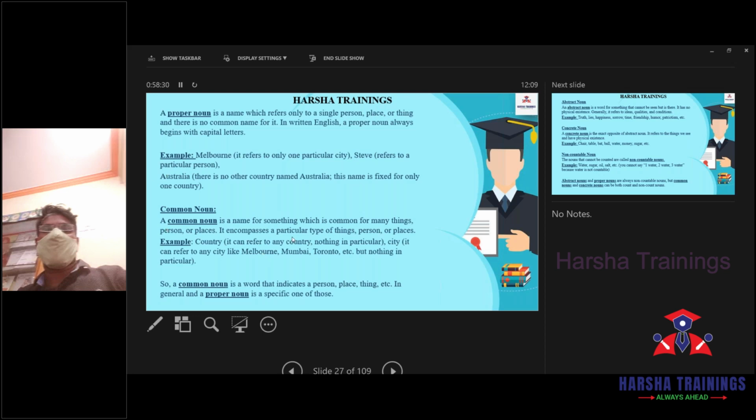Now, coming to common noun, it is a name for something which is common for many things, as I told you, city. Or a person, right? So it encompasses a particular type of things, persons or places. For example, country, which is already given. I've told you city, right? So it can refer to any country, any city, nothing in particular. So a common noun is a word that indicates a person, place, or a thing. Okay. Understood the difference between common and proper noun? Okay.